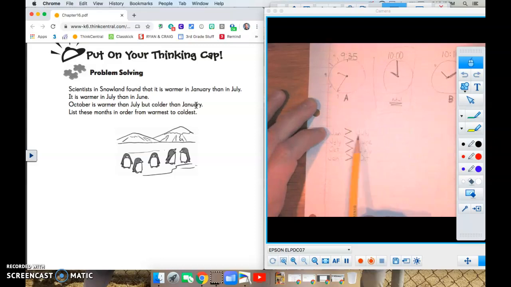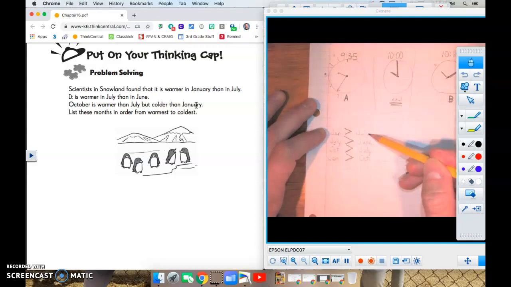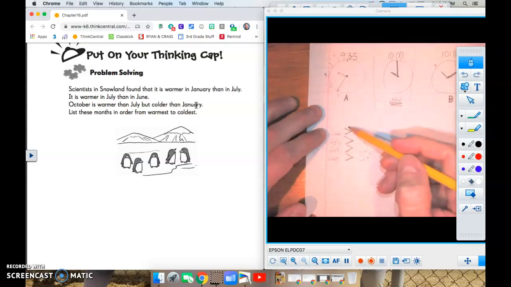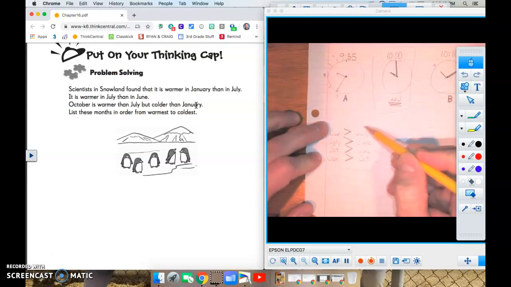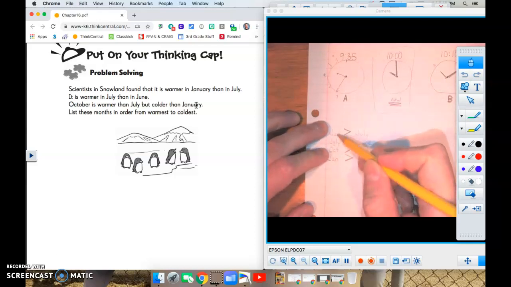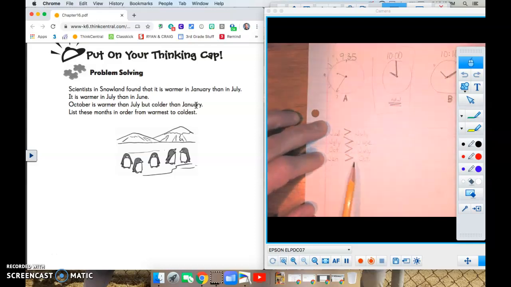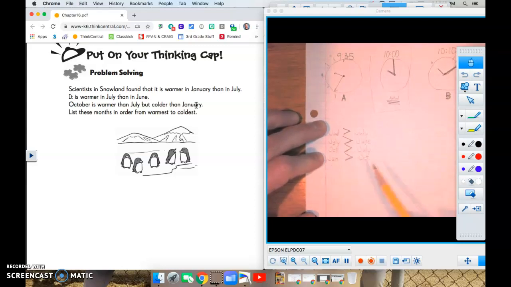is warmer than July. And if July is warmer than June, so January is warmer than July and June. If October is warmer than July, we know that January is warmer than July, so we don't know about those two until we get down here where it's asking us, and it said that October is less than January, so January is greater than October.